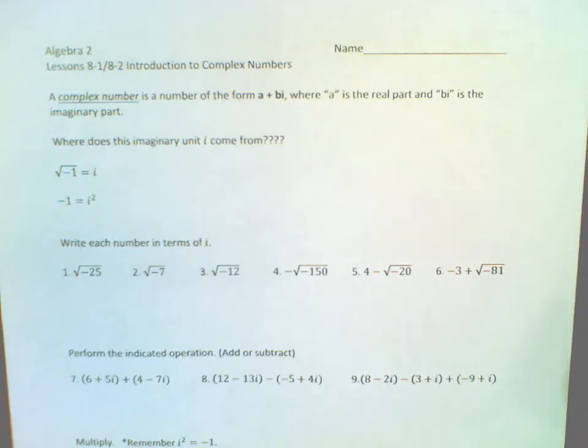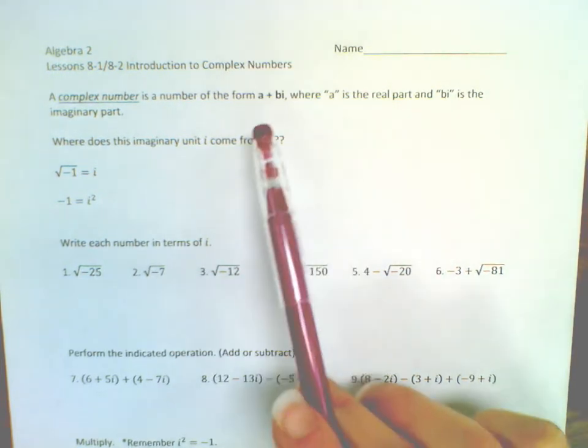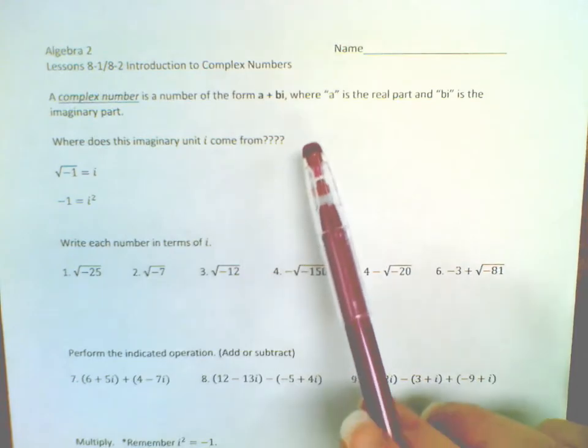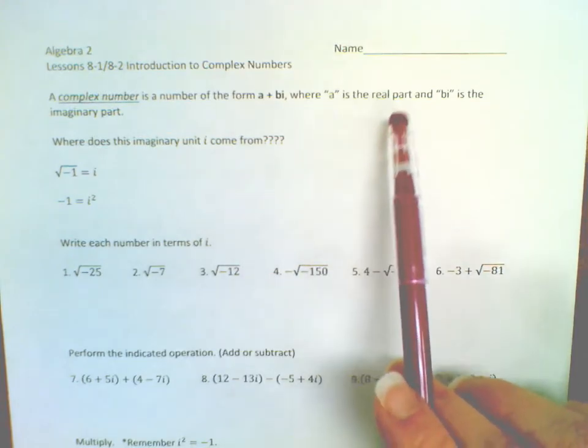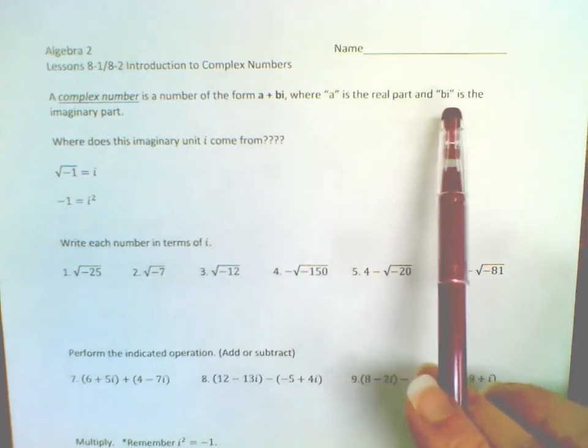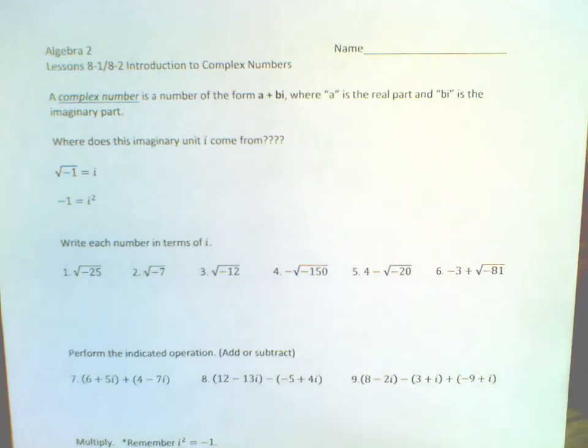So a complex number is a number of the form a plus bi. I'm just reading this right here, where a is your real part and the bi is the imaginary part. So far to this point, in all of your algebra classes, you've dealt with real numbers. So now we're going to throw in a complex number, which just means it can have a real part and an imaginary part.